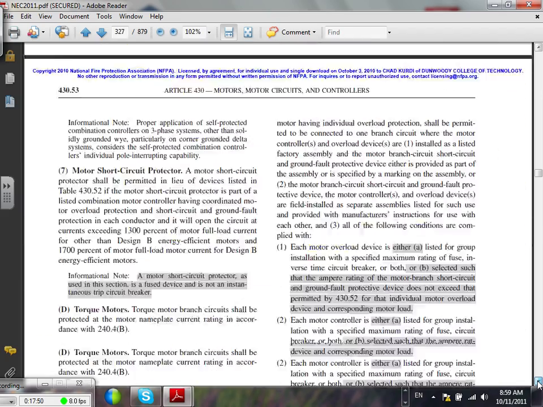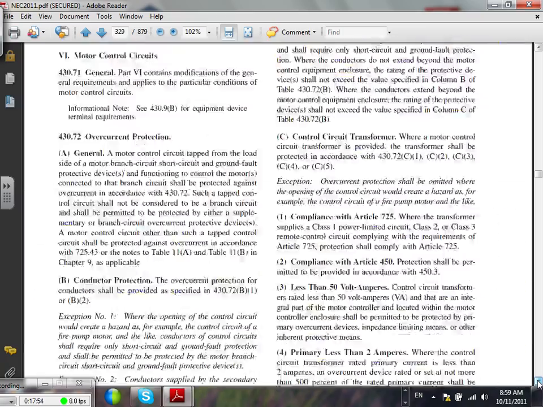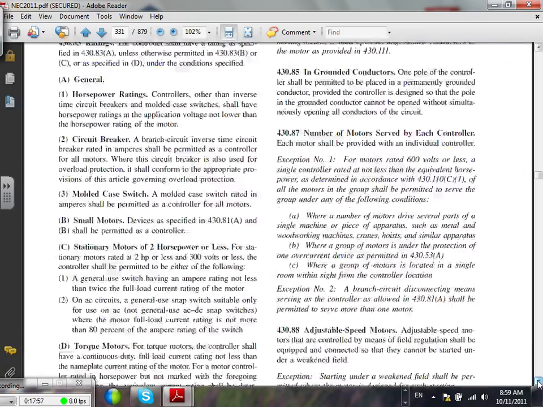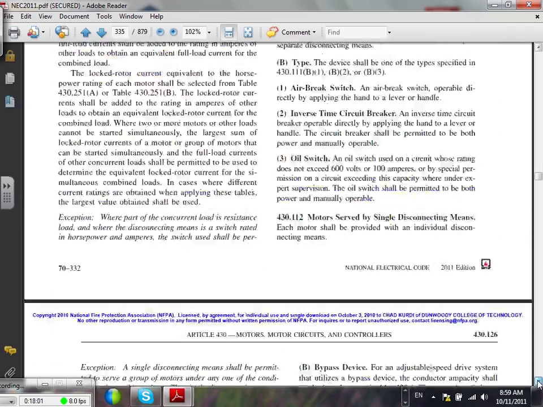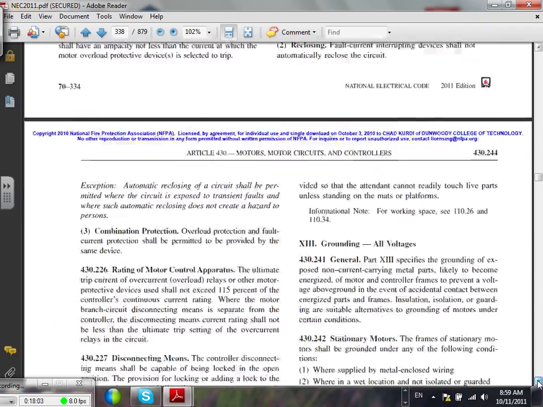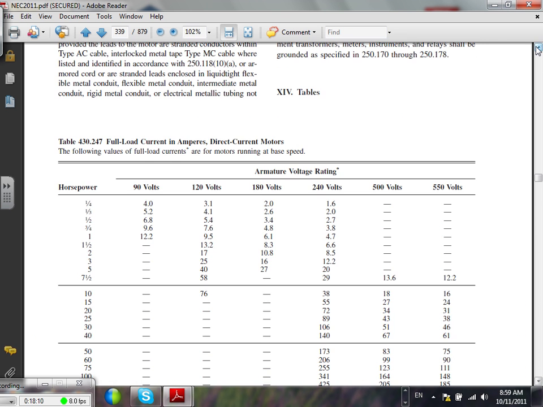I'm going to go, guys, to Table 430.250, way at the end. So if anybody is way at the end, 430.250, all the way back. So if you are ahead of me, there you go. 430. Okay, let's start with this one.